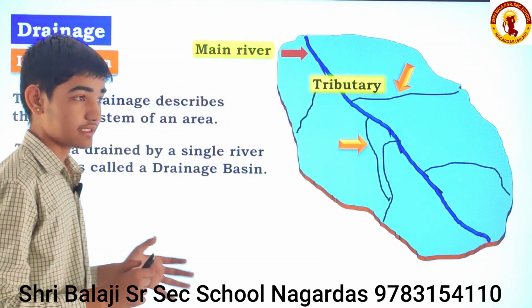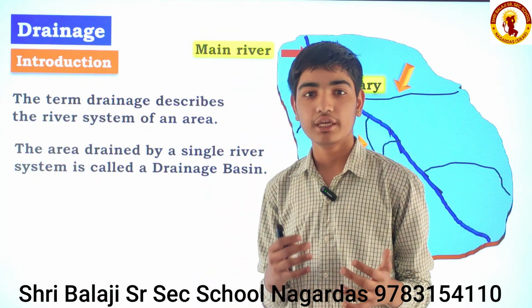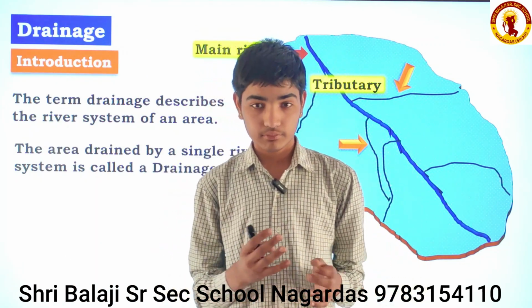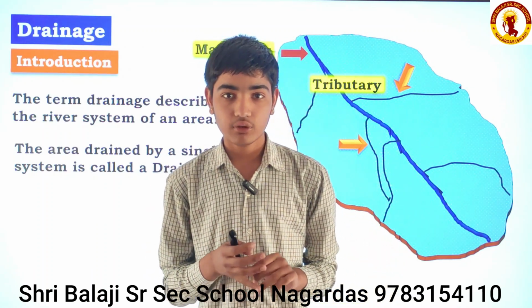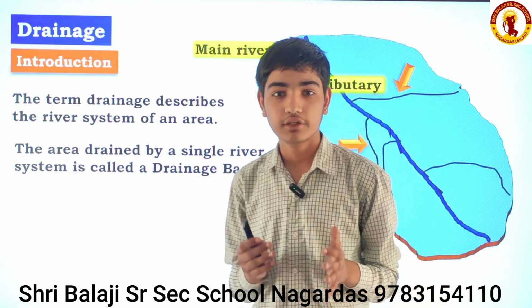The area drained by a single river system is called a drainage basin. For example, we take the example of the Ganga river. UP, Bihar and West Bengal are drained by the river Ganga. This is also known as the drainage basin of the river Ganga.